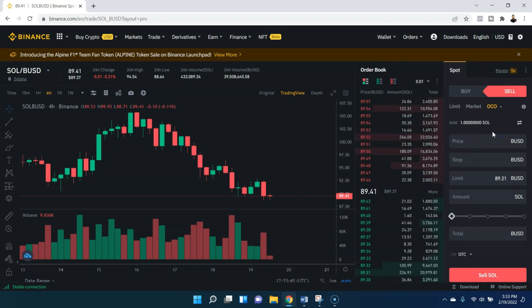Let me explain what exactly OCO is. OCO refers to one cancels the other, and it allows a trader to place two trades at the same time. This option includes limit and stop limit orders, but only one of the two orders will be executed. Binance Exchange is allowing the user to automate their basic trading. The OCO order comes in handy to deal with market volatility.